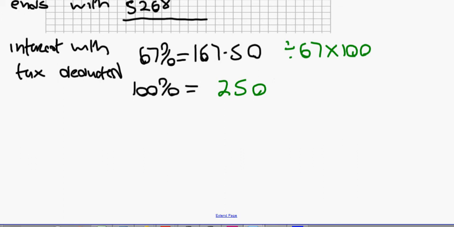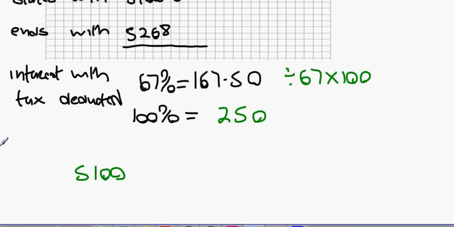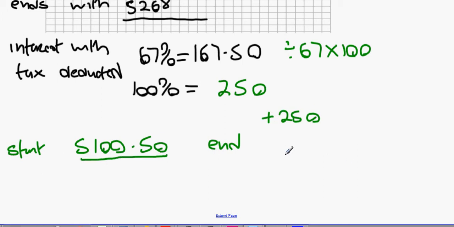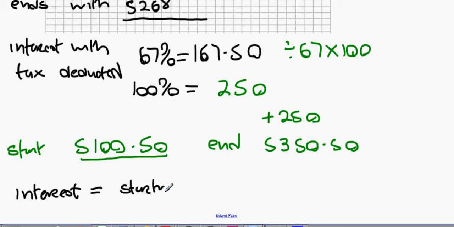Now, what happened is at the start of the year, 5,150 was invested, and at the end, 250 extra was made. So we're going to add on 250, and what we get is 5,400. Okay, now the rate is, we've got to find out how much interest we made, and interest equals starting amount multiplied by interest rate in decimals. Okay.